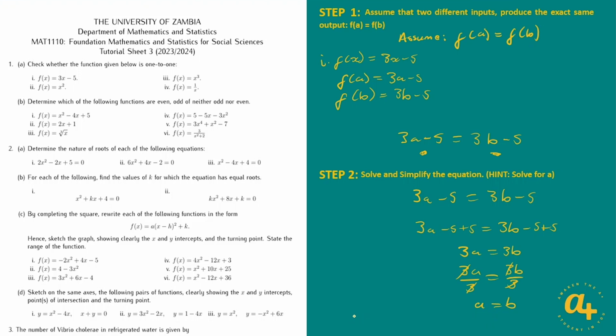So the last thing that we just have to do here is to conclude in writing that our function is one-to-one. So we're going to say, therefore, f of x equals 3x minus 5 is one-to-one. And just like this, ladies and gentlemen, we have proved that the function f of x is equal to 3x minus 5 is one-to-one. So now let's move on to the next question.